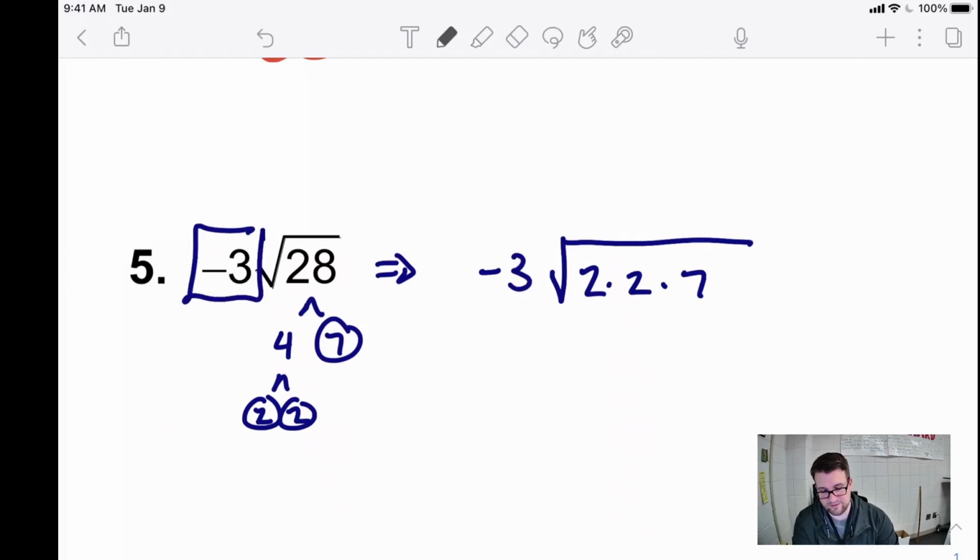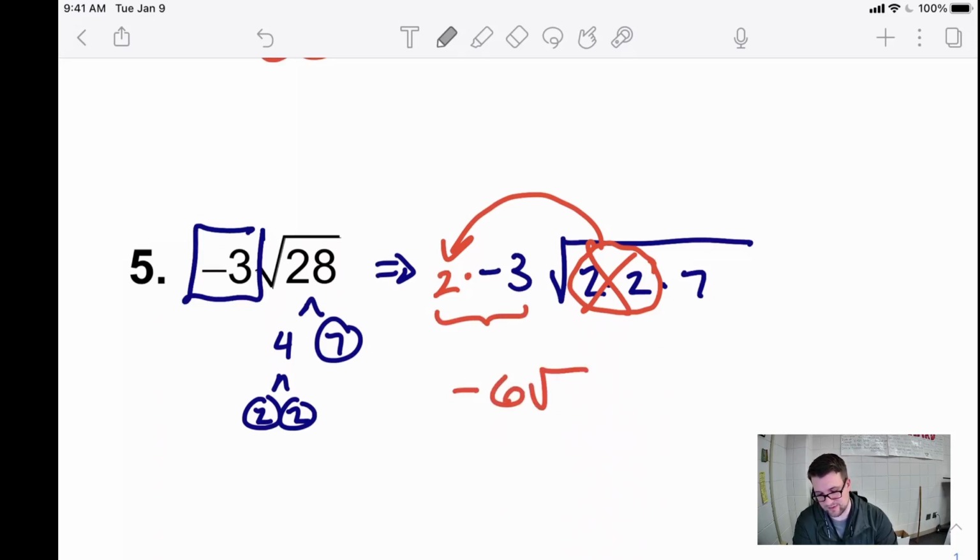Again, at this point, we want to look for any 2-for-1 specials. We can do a 2-for-1 special on the 2's. We have 2 of the same number, so we can pull one of them to the outside. And just like before, if you get multiple numbers on the outside, we multiply them together. So 2 times negative 3 is going to give us a negative 6.